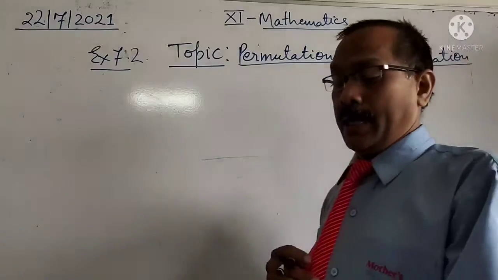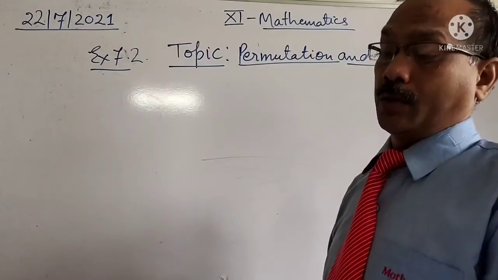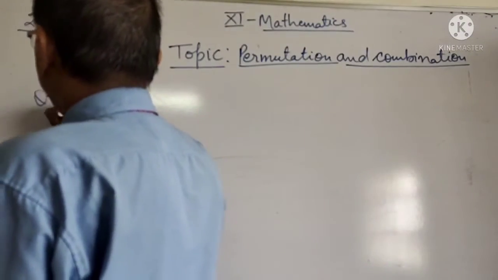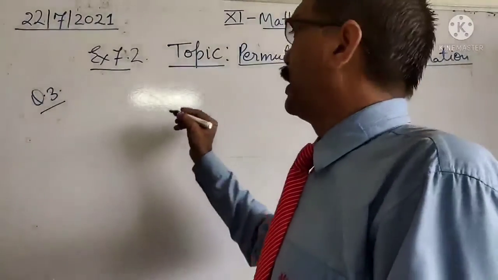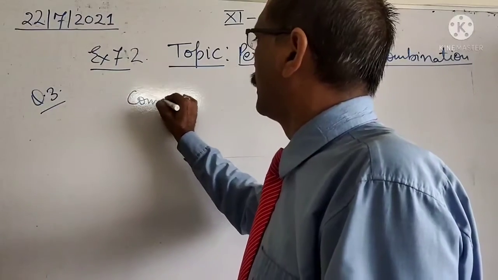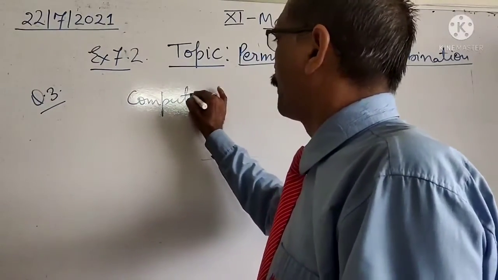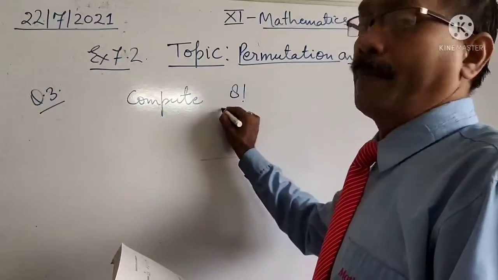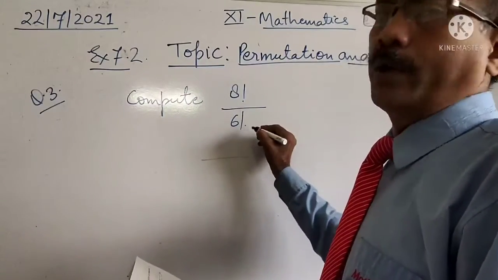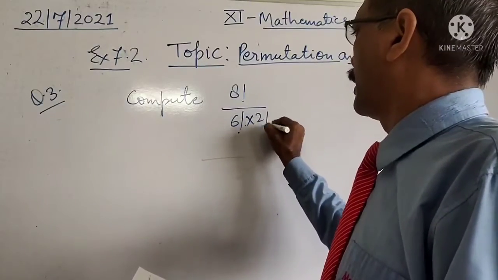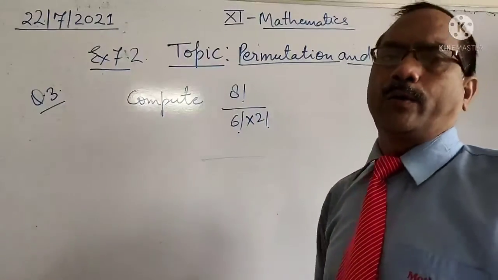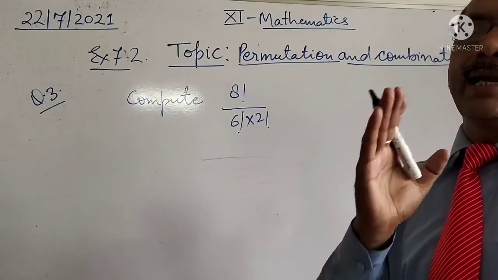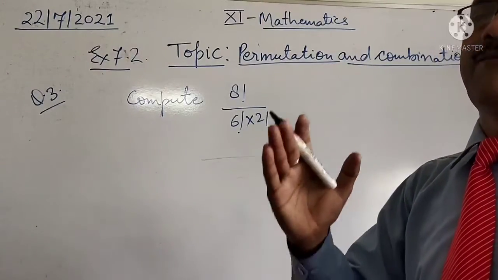Now next is question number 3. Compute 8 factorial divided by 6 factorial into 2 factorial. Dear student, here we will break 8 factorial into small factorials.